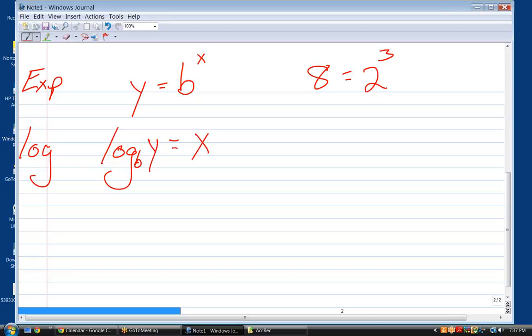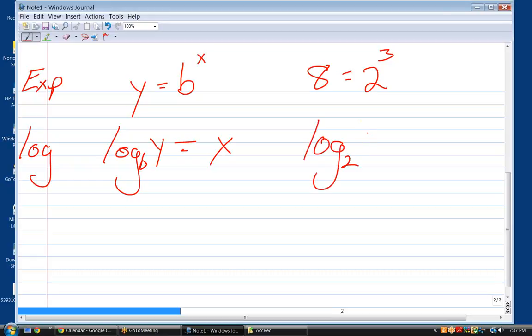That's what they are. So if I forgot how to do this, I would immediately say, well, I know that the log has to be equal to x. The b always goes down here, and there's only one place for the y right there. So what's the logarithmic expression of 8 equals 2 cubed? It's going to be log base 2 of 3 equals 8. No, remember the log has to be equal to the exponent. So the log base 2 of 8 equals 3. There you go.